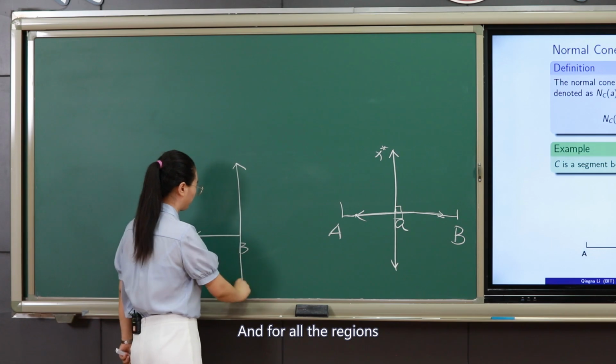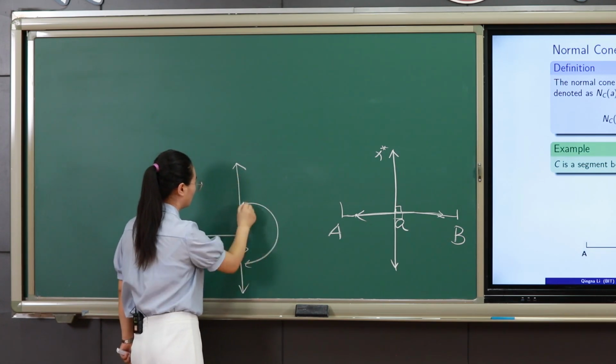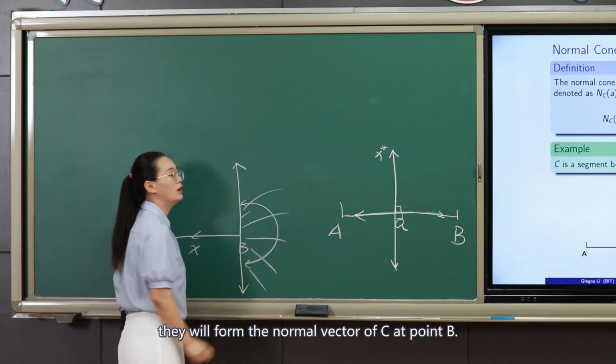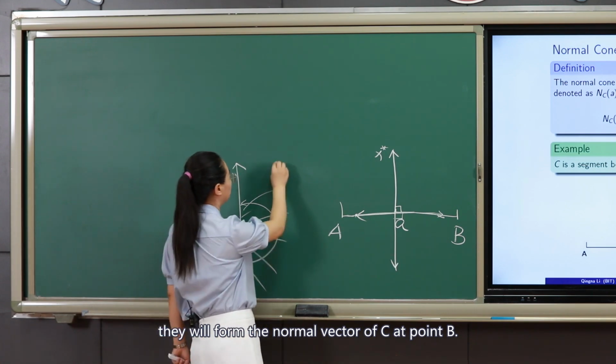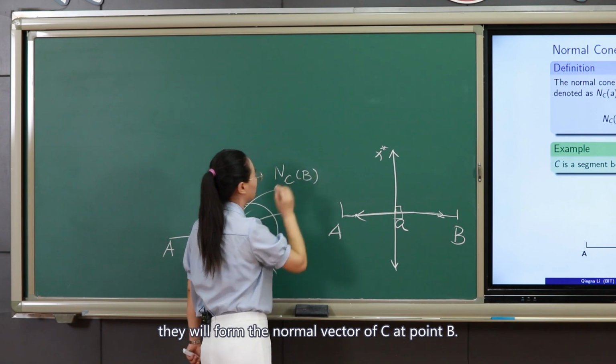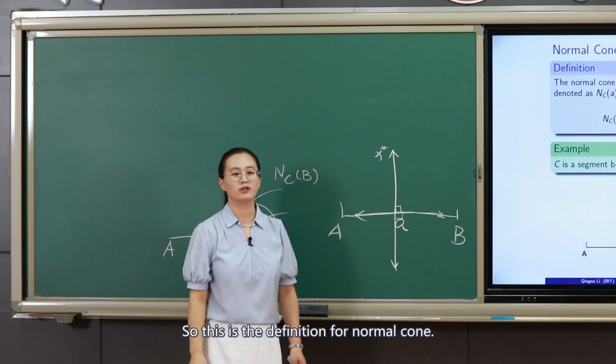And all the regions in this part will form the normal vectors of B at point B, right? So this is the definition for the normal cone.